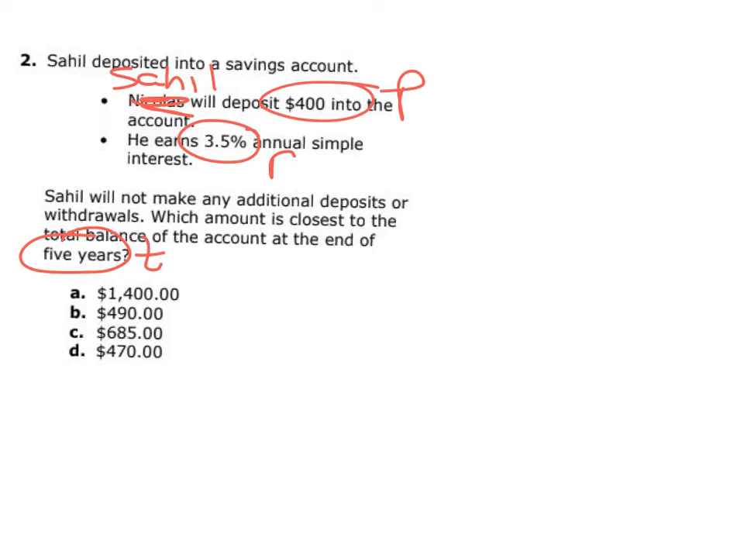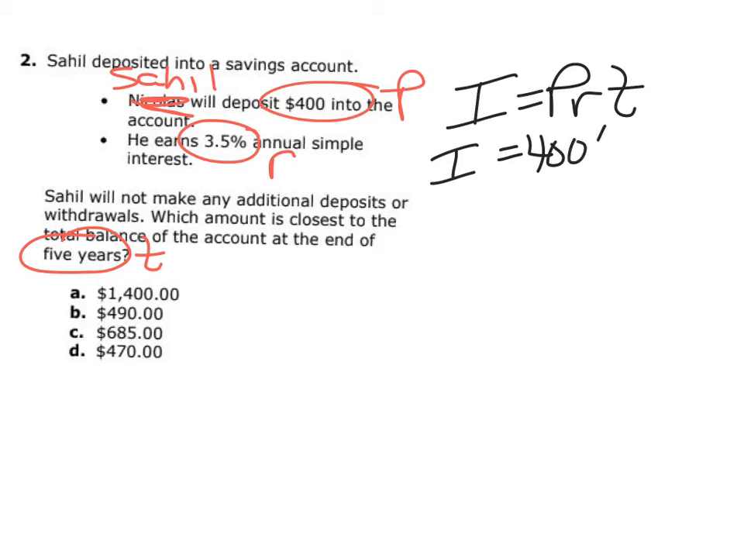So we could go ahead and use the formula I equals PRT, principal times rate times time. So we're trying to find interest. Remember, the principal is 400. The rate, we have to change it to a decimal. So that means I'm moving my decimal point 2 times to the left. So that's going to be 0.035 times 5.